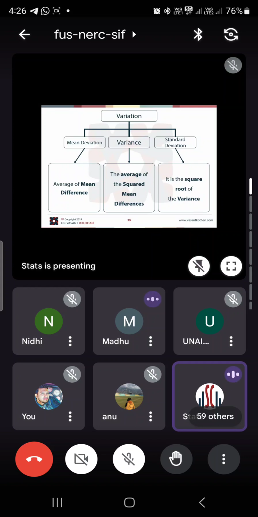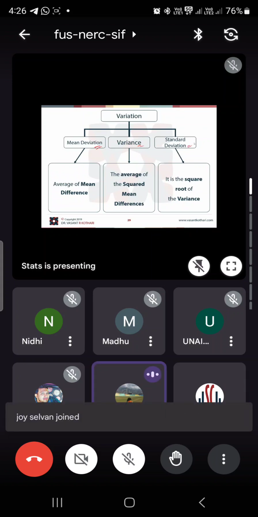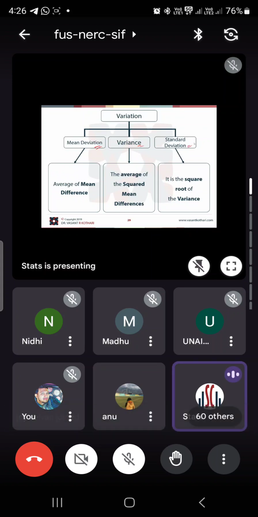Okay. Yes, Anu. So I was asking the same. If we are taking absolute terms, then how are we going to get a negative result? No. See, I explained only one concept to you, and that concept is mean deviation. We need to see the variance and standard deviation also. I just explained the one concept.